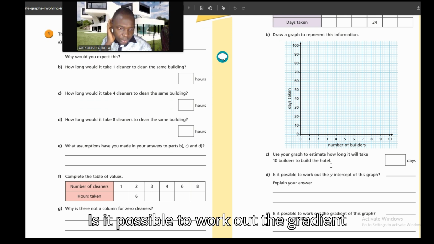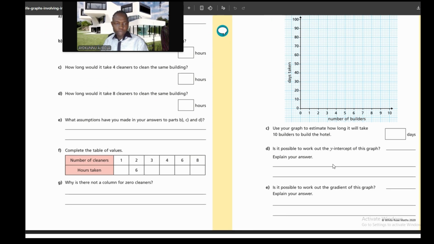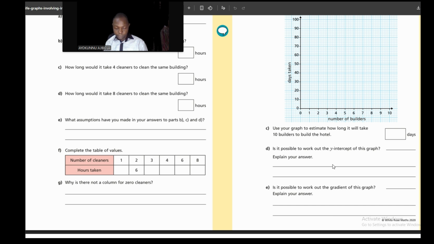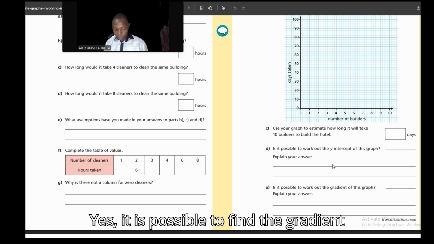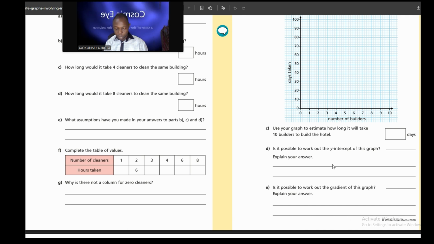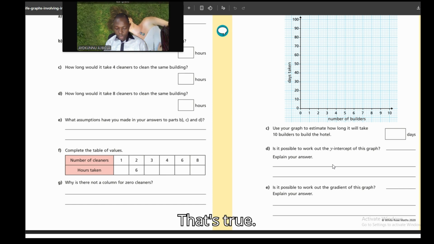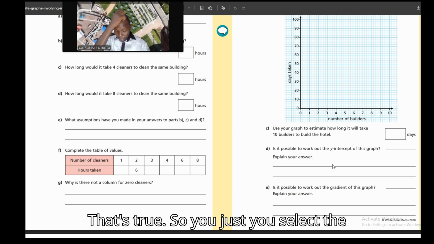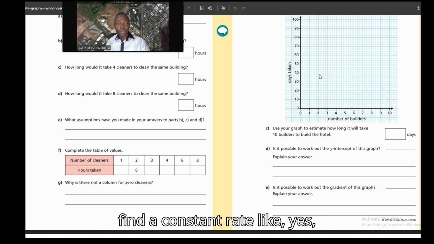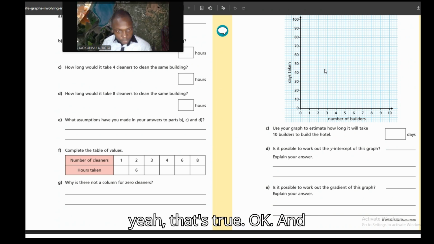Is it possible to work out the gradient of this graph? Explain. So what did you put for that one? Yes, it is possible to find the gradient of this line, as we just have to select 2 points which lie on the curve. That's true. So you select the points and try to find the constant rate. Yes, that's true.